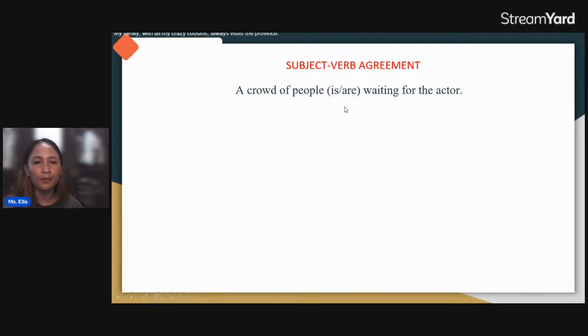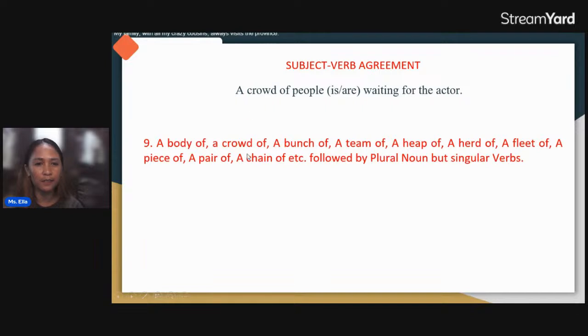Okay, so the correct answer for this is: if the subject starts with a body of, a crowd of, a bunch of, a team of, a heap of, a herd of, a fleet of, a piece of, a pair of, a chain of, etc., followed by a plural noun, they still take singular verbs.